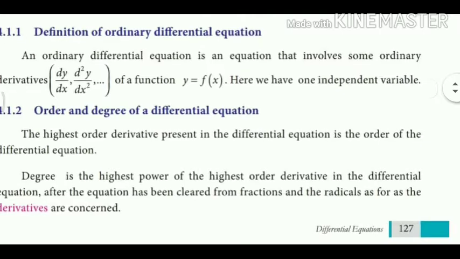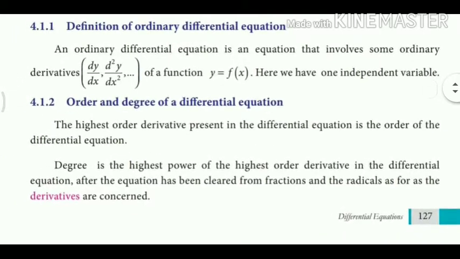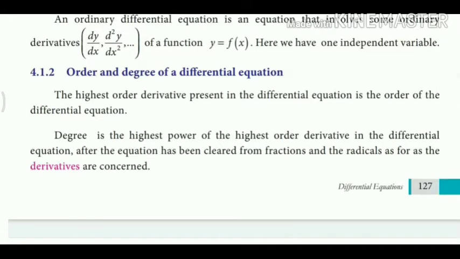So after that, in this chapter, the first section 4.1 includes sums related to order and degree of a differential equation. That is, the highest order derivative present in the differential equation is the order of the differential equation. For example, dy by dx plus d square y by dx square. So the highest order is d square y by dx square. So degree is the highest power of the highest order derivative in the differential equation. Here we are finding order and degree. Order is nothing but highest order of the derivative.